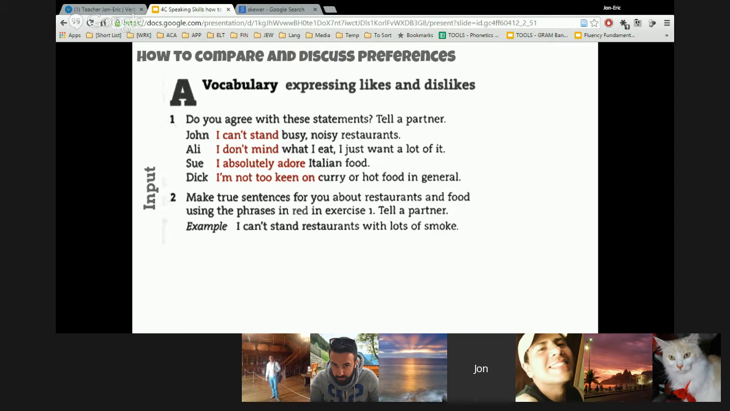Any ideas? What restaurant would we recommend for John? Home Sweet Home. Why? I think it's not going to be busy or noisy, no? Well, noisy we don't know, but busy, no. Won't be busy. Excellent. And what about Ali? What can we recommend for Ali?